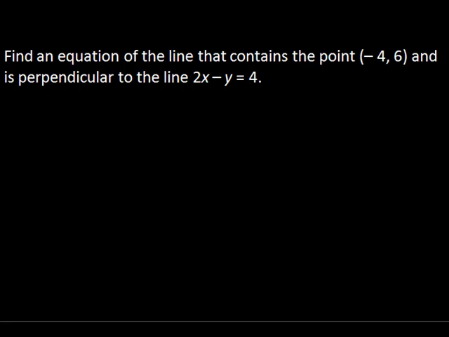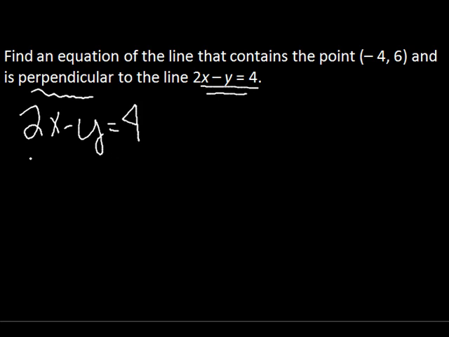So let's get a little more crazy here. Find an equation of the line that contains the point negative 4, 6, and is perpendicular to the line 2x minus y equals 4. Well, the first thing we need to do is figure out what is the slope of that line. So what we're going to do is first put it into y-intercept form. It means we're going to get y by itself.